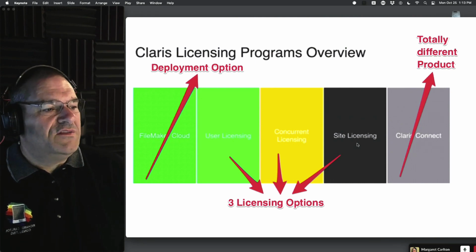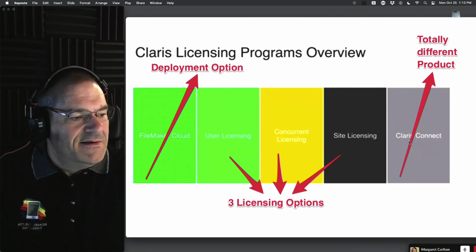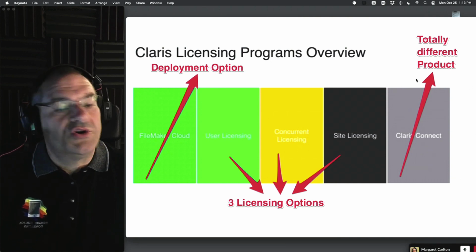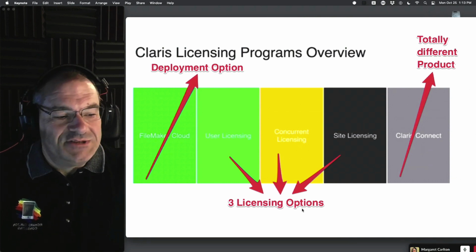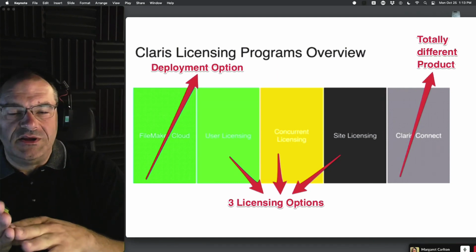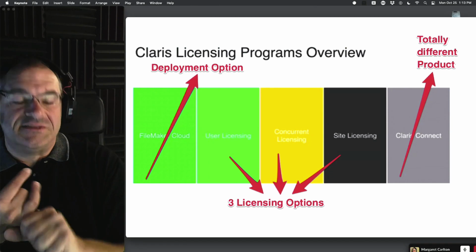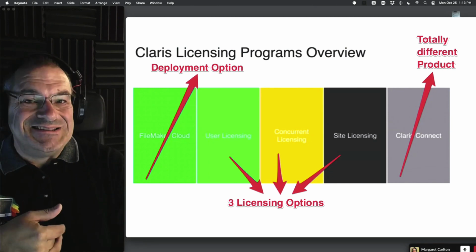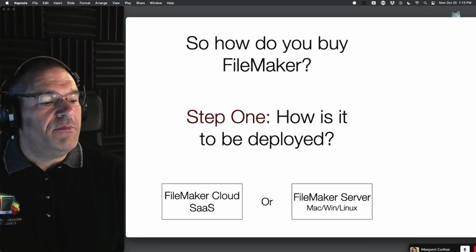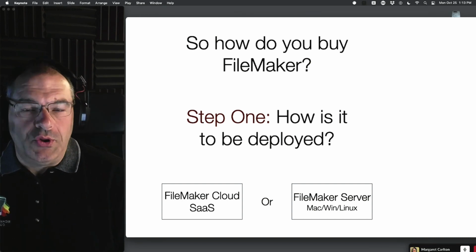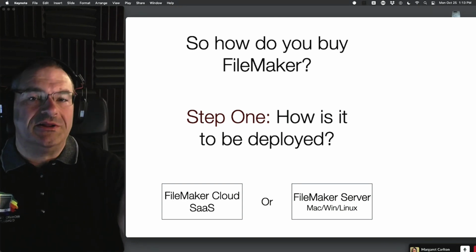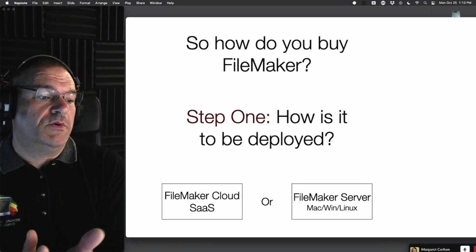So this is a deployment option, right? This is a totally different product entirely. And you could actually even add FileMaker Server on here, right? So you've got to understand that these keywords are different. So in your mind, you need to separate the difference between a product and a deployment option and licensing. Really totally different things. So how do you buy FileMaker? Step one, how is it going to be deployed? I'm just going to cover this very point. And then once we get to the licensing, let's get into the real cost of FileMaker, the real cost, right?